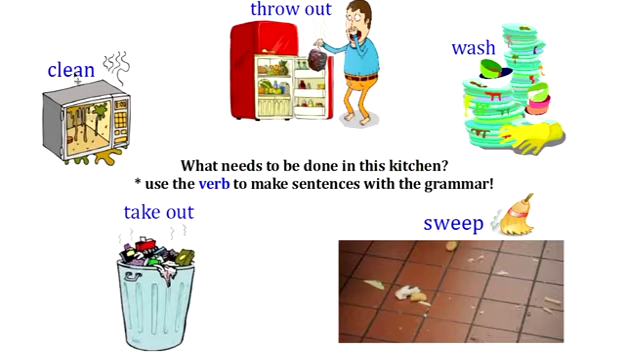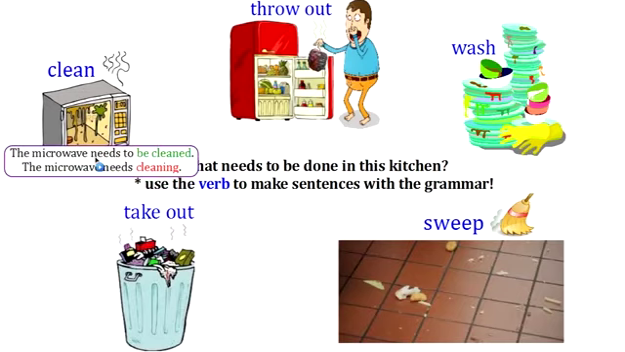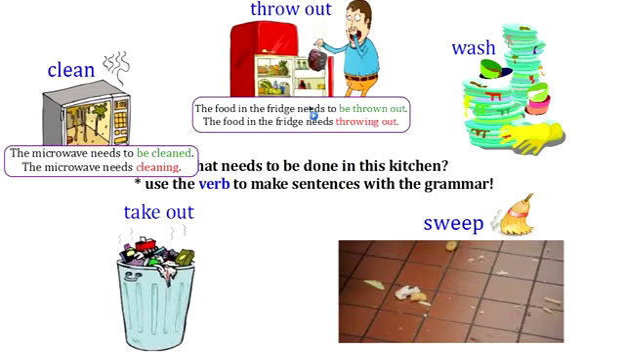Okay, so I'm going to start with clean over here in the microwave, right? So I can say the microwave needs to be cleaned, that's the passive voice, or the microwave needs cleaning. Good. Let's look at the refrigerator and the stinky food. Ugh. So, throw out, I can use, and I'm going to say, the food in the fridge needs to be thrown out. Or the food in the fridge needs throwing out. So thrown is the past participle of throw. Okay? And that's using the passive voice, and that's using the gerund. Let's look at the dishes.